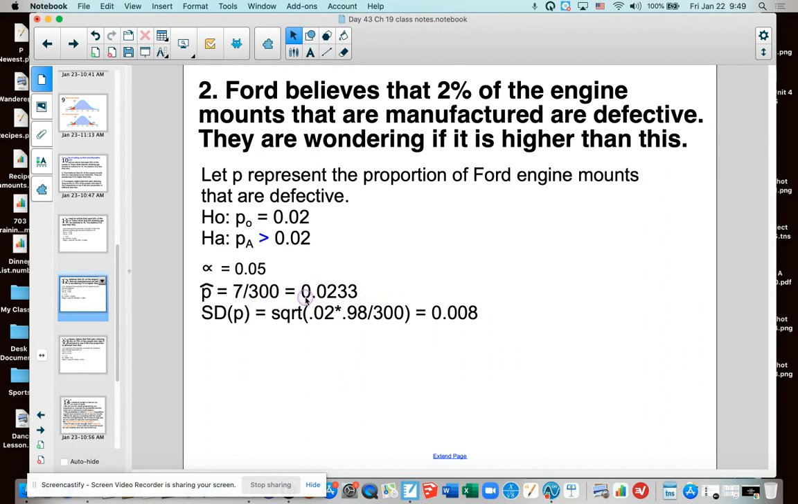So this would be my proportion for my sample. You can make up whatever you want because they didn't say anything, but in the real world you would know, right? In real problems, you know. Now the standard deviation part, you have to use the 0.02. You can't use the sample that you had. So that gives you 0.008 for your standard deviation. Everybody should have that same number if you did it.